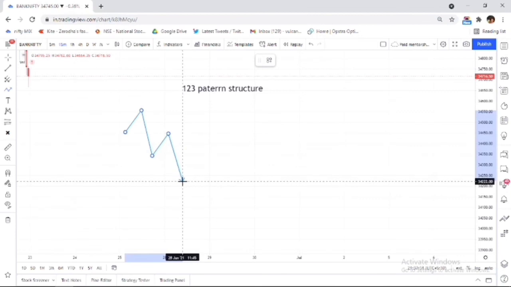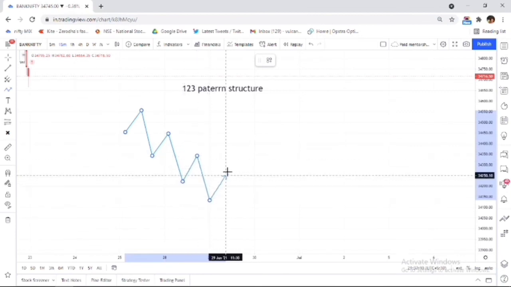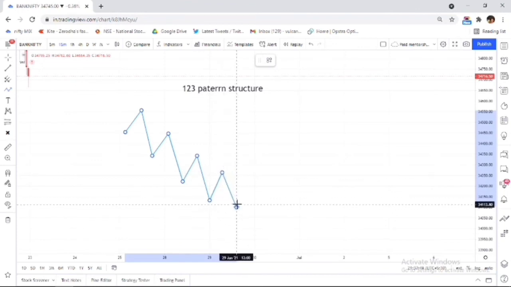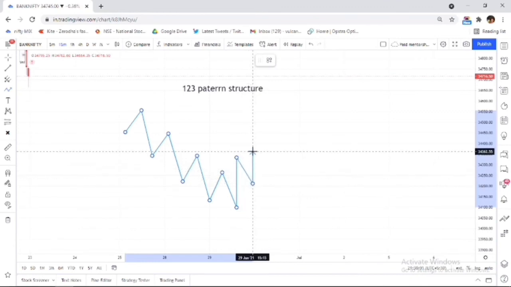So today I will teach you the 1 2 3 pattern structure and order block. So this is my market just making lower low and lower high, and suddenly at one point the market breaks its structure and starts making higher high and higher low.